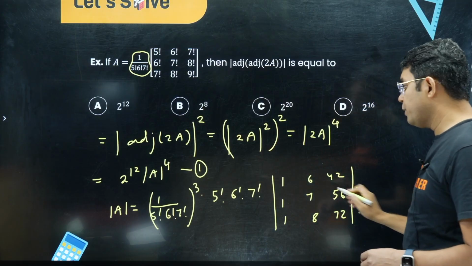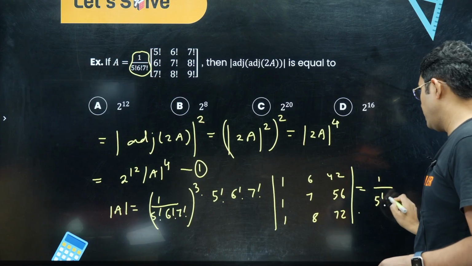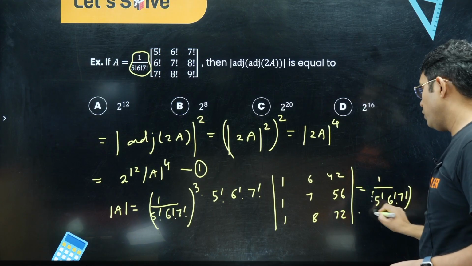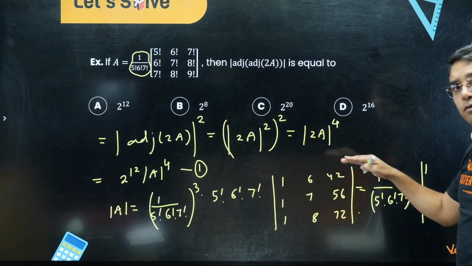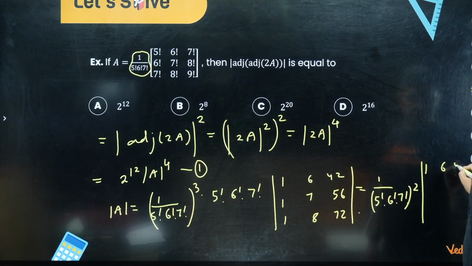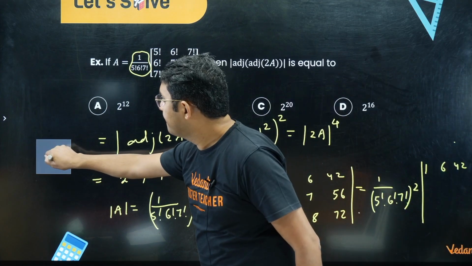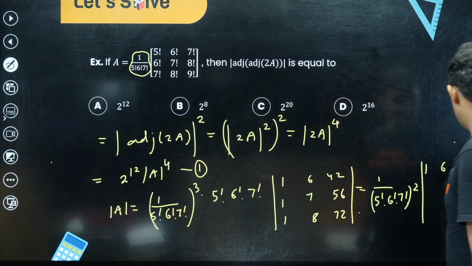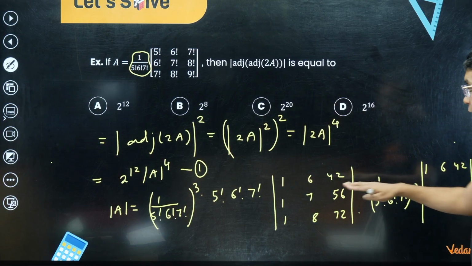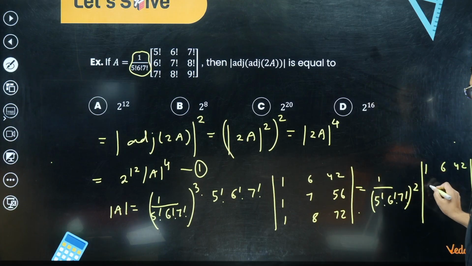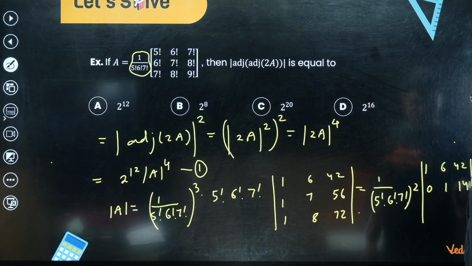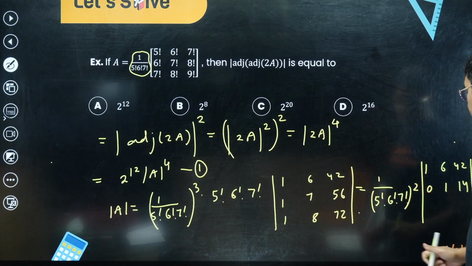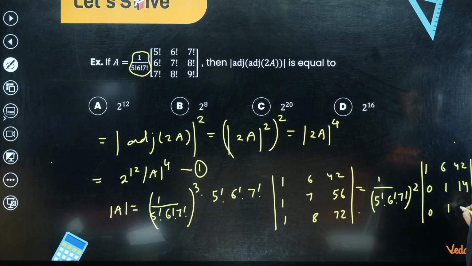Now we can apply some properties. Here it will be 1 upon 5 factorial, 6 factorial, 7 factorial, whole power 2 here. Okay, I can keep first row as it is, that is 1, 6, 42. Yeah, so 1, 6, 42, and my second row I will be subtracting from the first, so it will become 0, 1, and 42, 56 minus 42 is 14. Similarly, third row can be subtracted from the second row, so it will be 0 and 1 and 16.